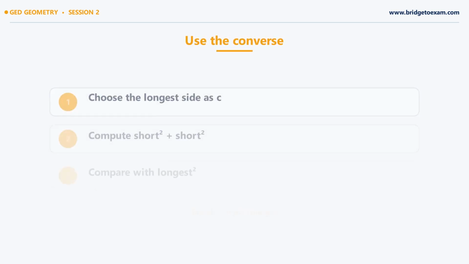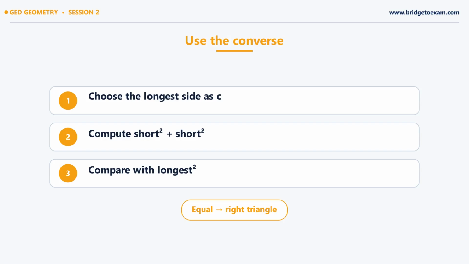The converse lets you test 3 side lengths. Put the longest length in the C position. Square the two shorter sides and add. If their sum equals the square of the longest side, the triangle is right. This turns the theorem into a practical tool for checking corners and classifying triangles.